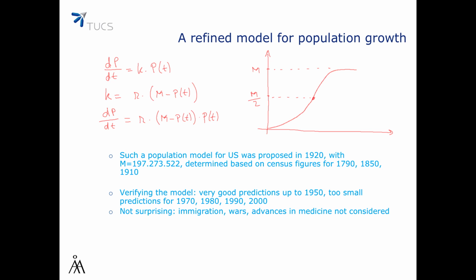So when verifying, the model gives very good predictions up to 1950, but too small predictions for 1970, 1980, 1990, and 2000. And that's of course not surprising, because immigration, wars, and advances in medicine are not considered by this model. But here is a surprising thing. In fact, verifying the model on the growth of yeast in culture gives excellent predictions. We continue this discussion in the next video.